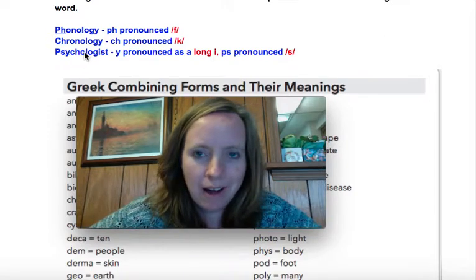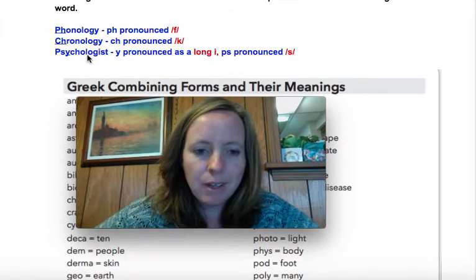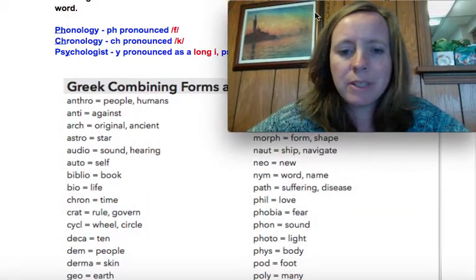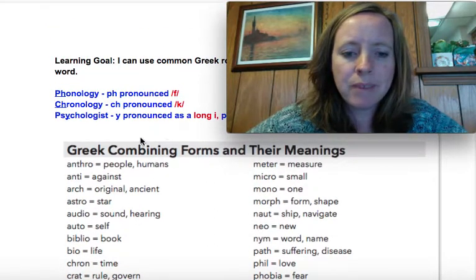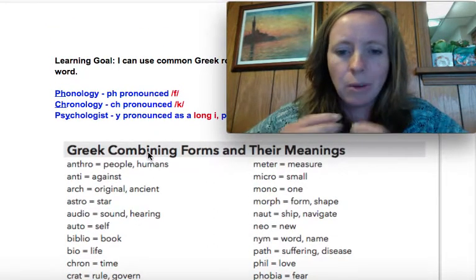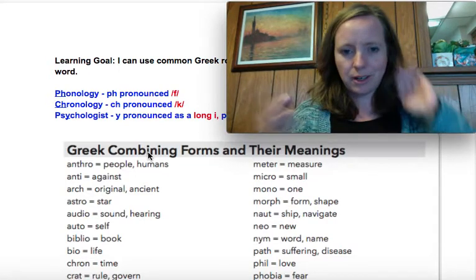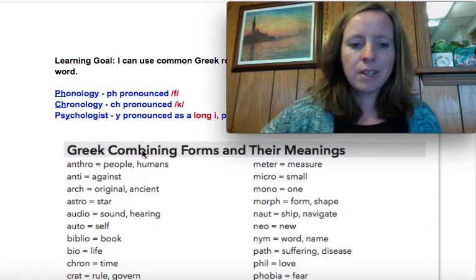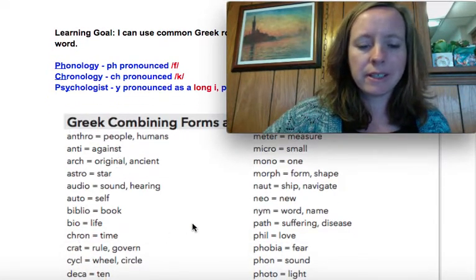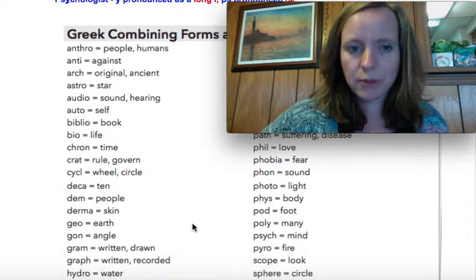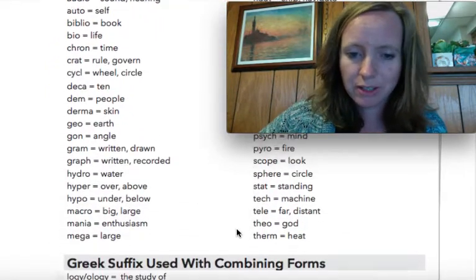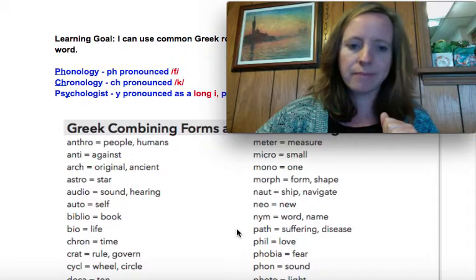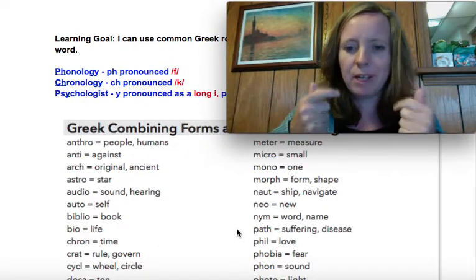So how do I figure out what these words mean? Well, I have here for you a Greek combining forms and their meaning. So when you see combining forms, that's really just another way to say a word part. In Greek, you put together different word parts and you make a new word. So here's a list of some common Greek roots or Greek combining forms and their definitions. So really, you're just going to look up the definition of that word part and put it together and see if you can figure out the meaning of the word.